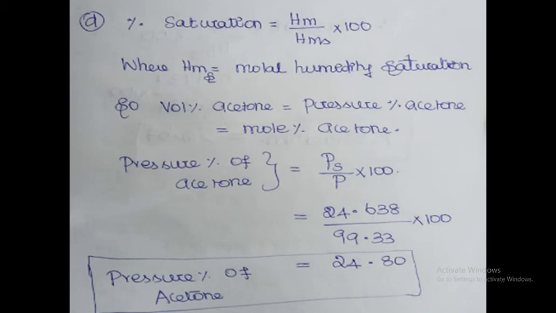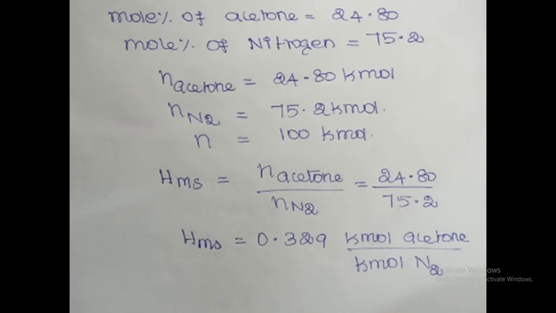Already you know the concept: volume percentage is equal to pressure percentage is equal to mole percentage. Here saturation means the pressure percentage of acetone is equal to PS by P into 100. Why, madam, are you not taking PA? Because this is saturation, so we consider only the PS value. PS by P into 100. PS is given data, P is also given data. Divide these two values and multiply by 100. Pressure percentage of acetone is equal to 24.80. You know the concept: pressure percentage is equal to mole percentage. That's why that value is directly taken as the mole percentage of acetone, 24.80.